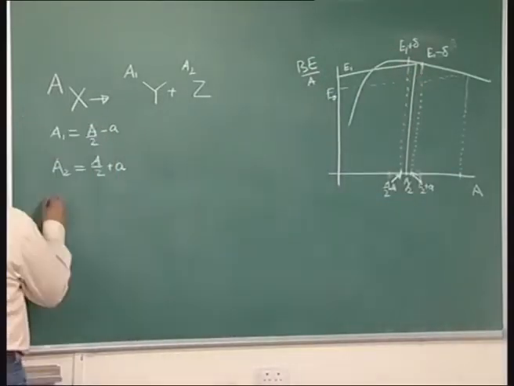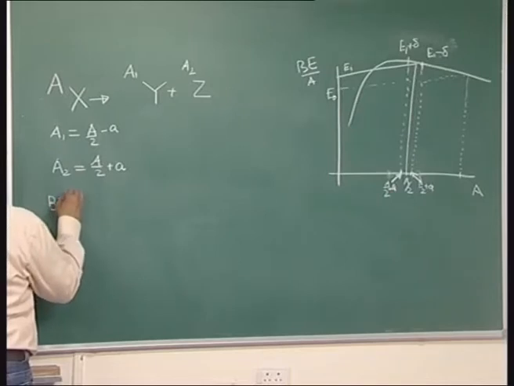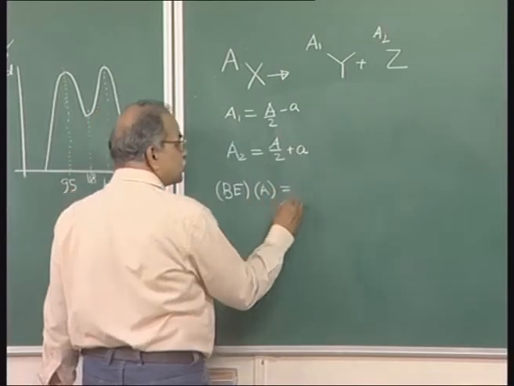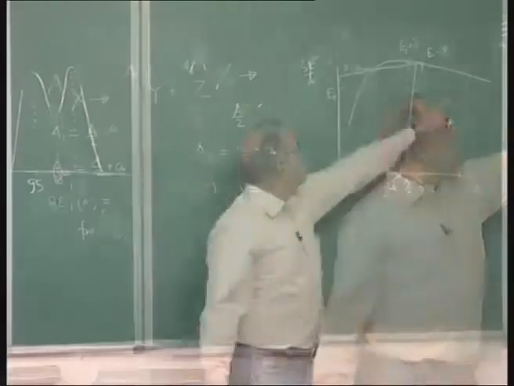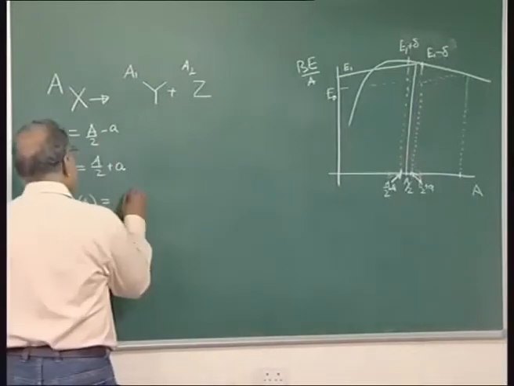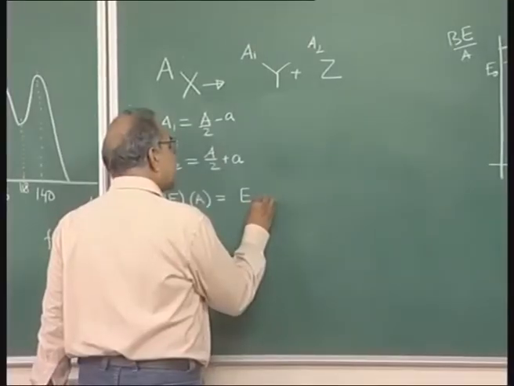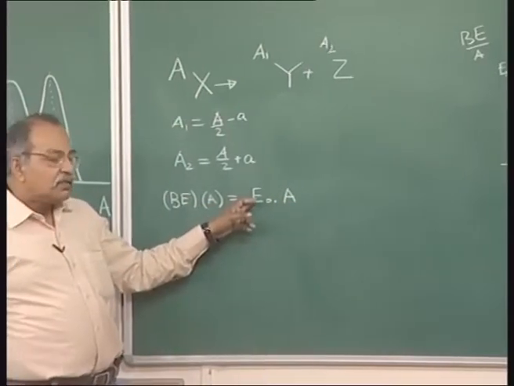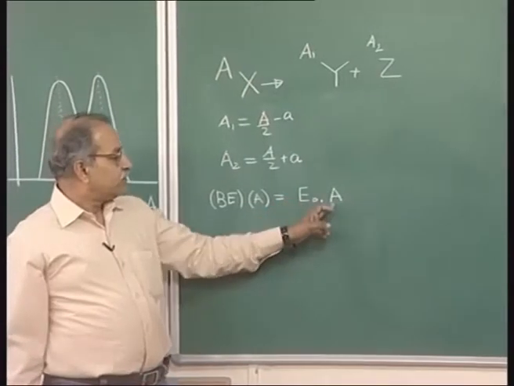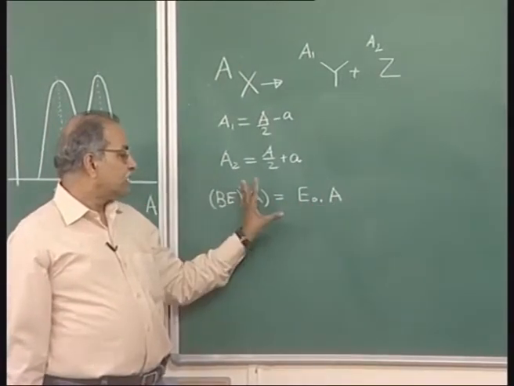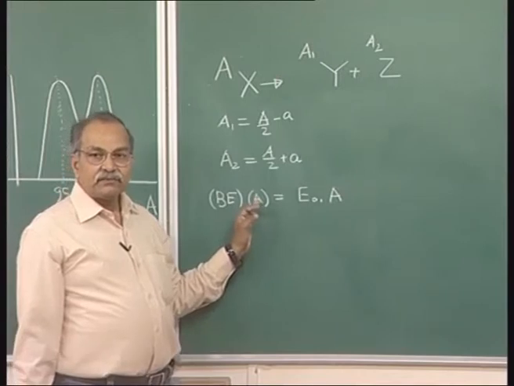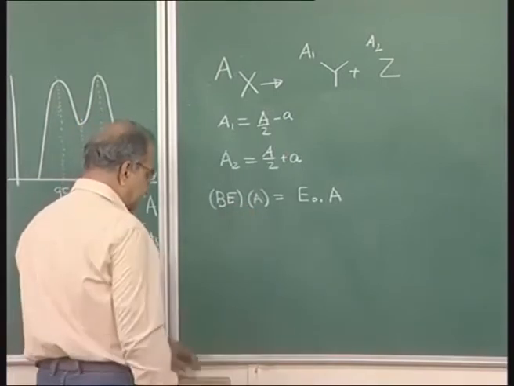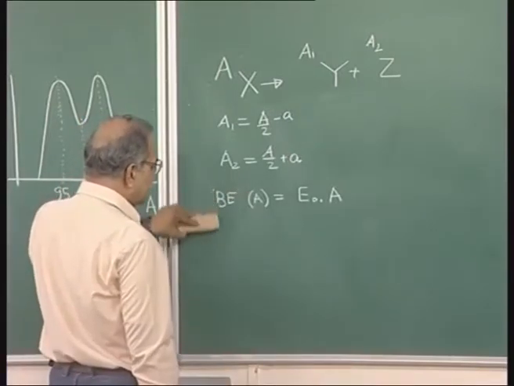So, the binding energy of the initial nucleus with mass number A, how much is that? Binding energy per nucleon here is E0. So it is E0 times A. E0 is the binding energy per nucleon at that mass number, multiplied by the mass number. This is the total binding energy for the initial nucleus, right. This is not multiplication, it is the binding energy of A, the binding energy of the initial nucleus.